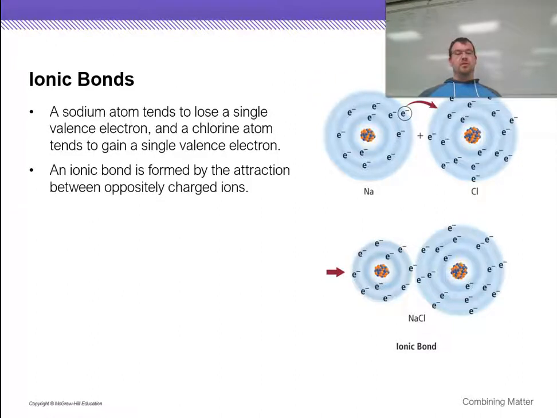A sodium atom tends to lose a single valence electron, and a chlorine atom tends to gain a single valence electron. So sodium loses that electron, and when it does, it loses a negative charge, which means it has more positive charges, forming a cation. The chlorine gains an electron, which means it now has more electrons than protons, and it forms a negative ion called an anion. The attraction between opposite charges is what builds this ionic bond, and it is very, very strong. It's the strongest of the types of bonds we're going to discuss.